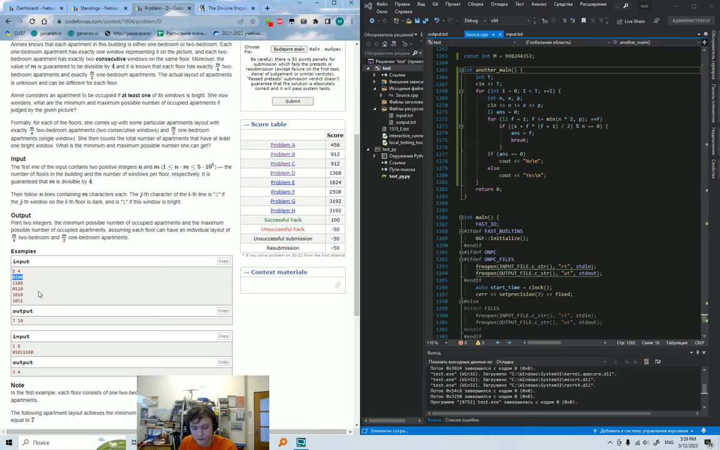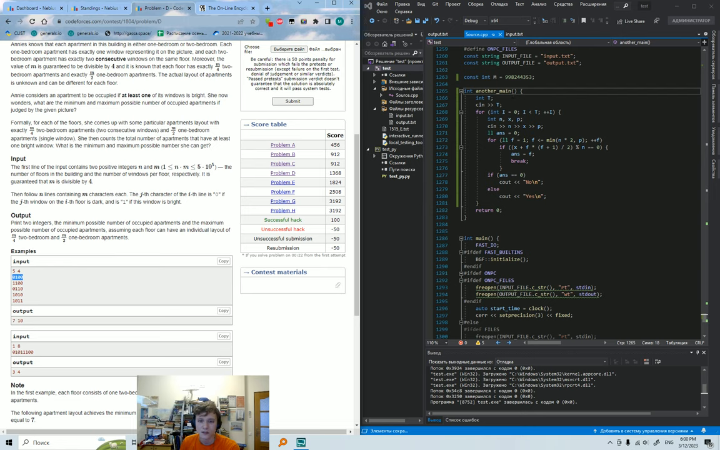So the problem can be solved independently for each floor. In order to maximize the number of occupied apartments, we actually need to maximize the number of zero-one apartments. And in the other case, we need to minimize it. And it is not very hard.